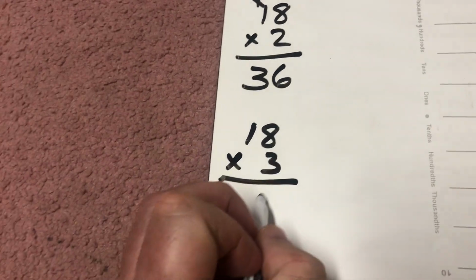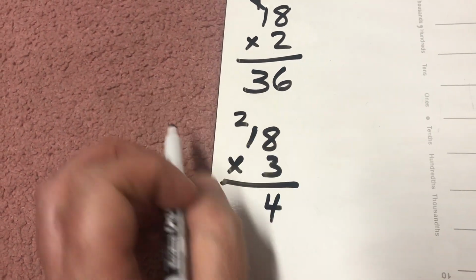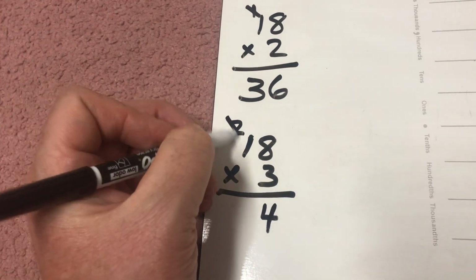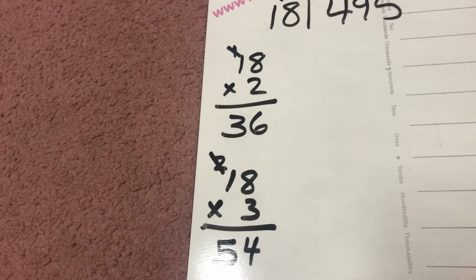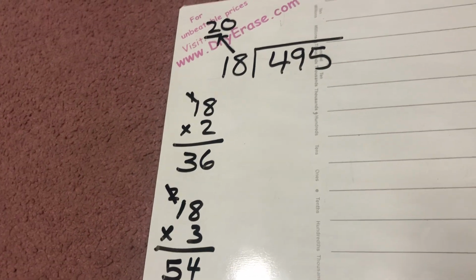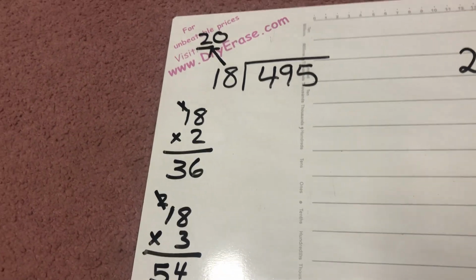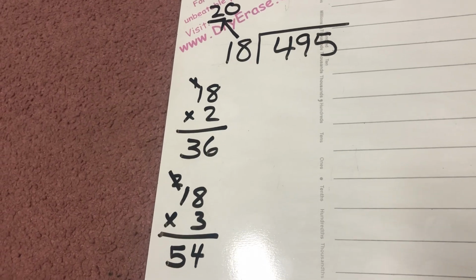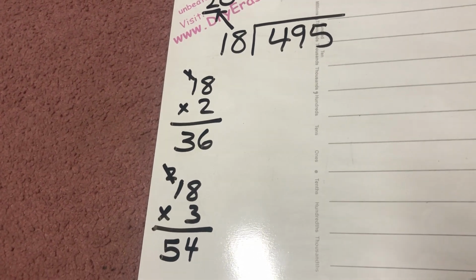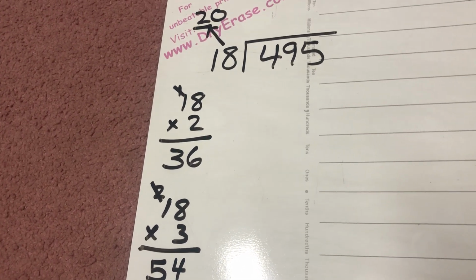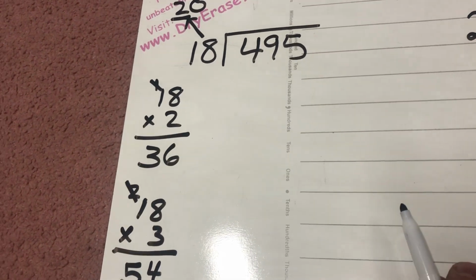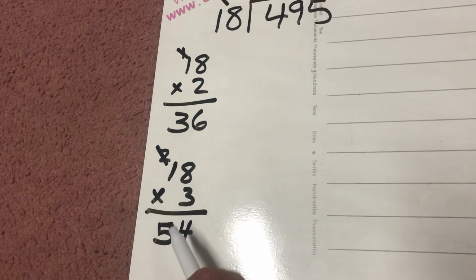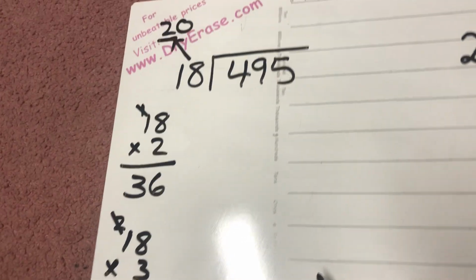3 times 8 is 24. Put the 4 down, carry the 2. 3 times 1 is 3, plus 2 is 5. I get 54. Well, that's too big. So now I can be sure. If you're ever not sure, just go ahead and try the next one higher or lower, depending on which way you're not sure about. And I was not sure if 36 was big enough with 18 and 49. But clearly 3 is too big, because 18 times 3 is 54.